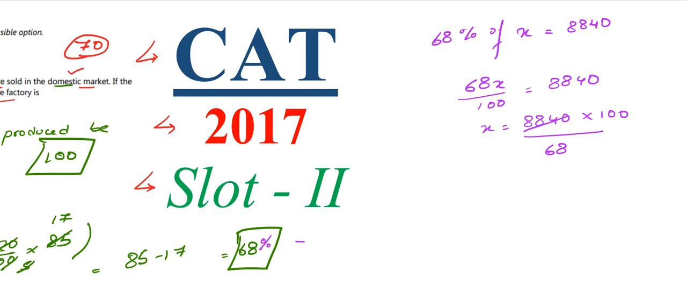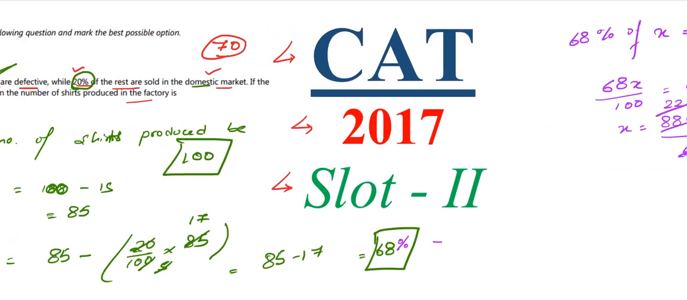So we will cancel it by 4. So we get 2210. Here we will get 1, and this will be 17. So 17 into 13 gives us 221. So this will be 130. So solving, we get 13,000. So our x is 13,000, and we have assumed x to be the total number of shirts. So the total number of shirts produced in the factory is 13,000.